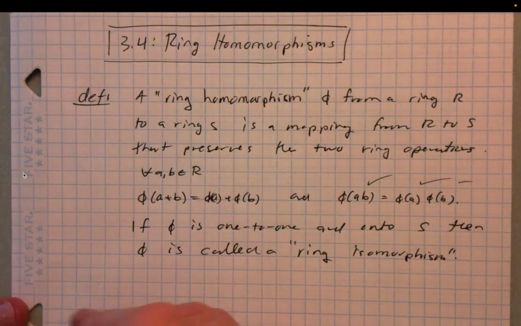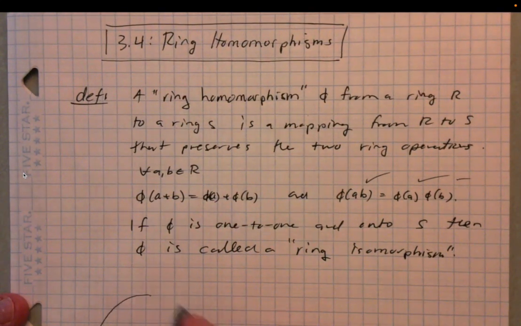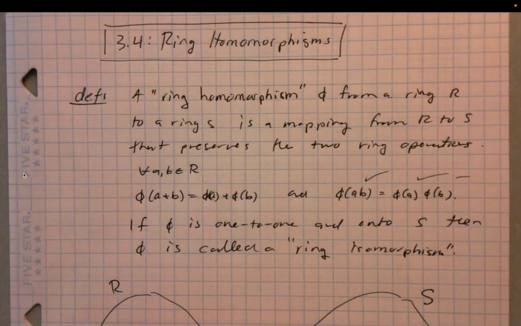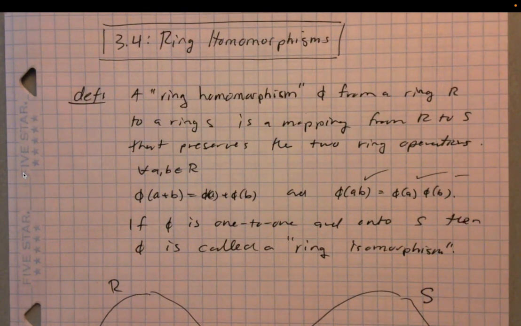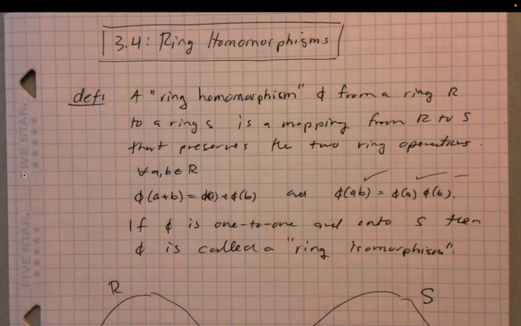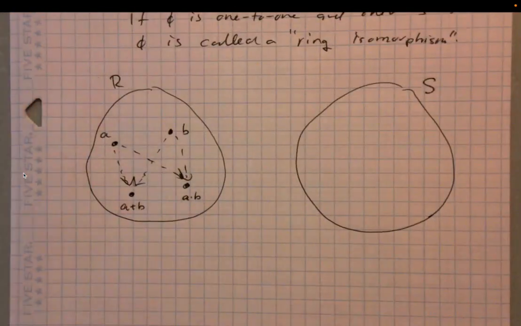All right, so let's start with a nice schematic of what's going on. We've got two rings, R and S. And inside of R, we've got an element A and an element B. Those are going to map to other elements inside R, namely A plus B and A times B. And so you're going to have some mapping occurring here. Oh, sorry about that. Let's get that on the screen there.